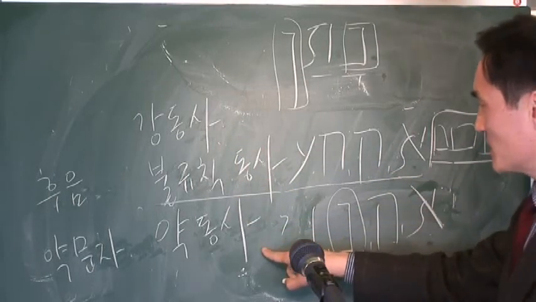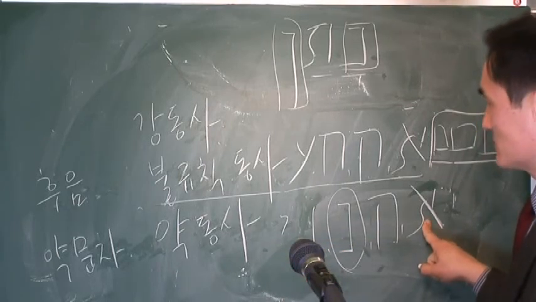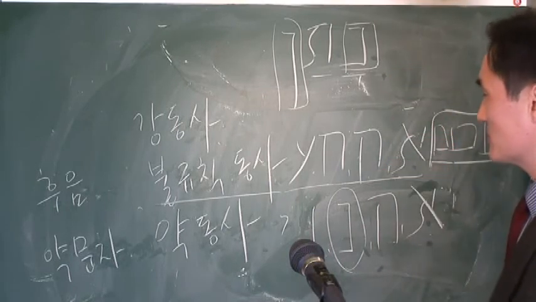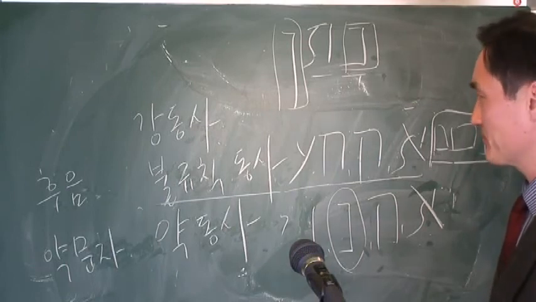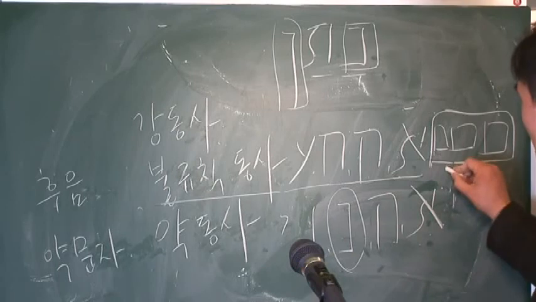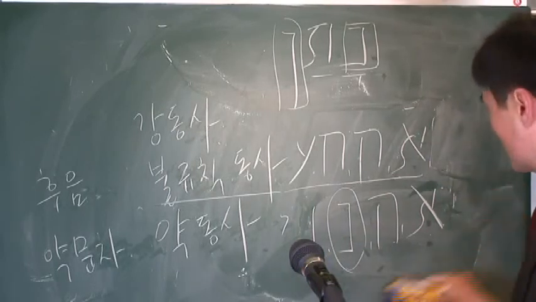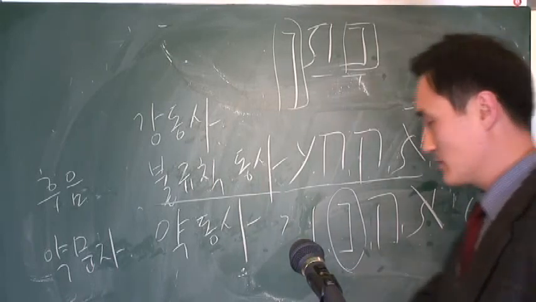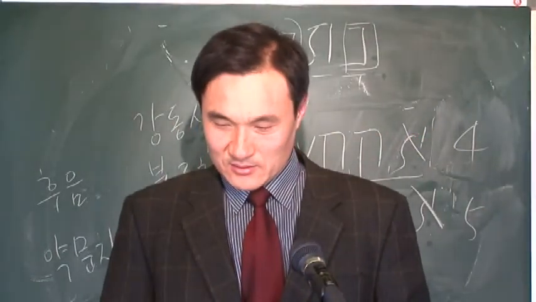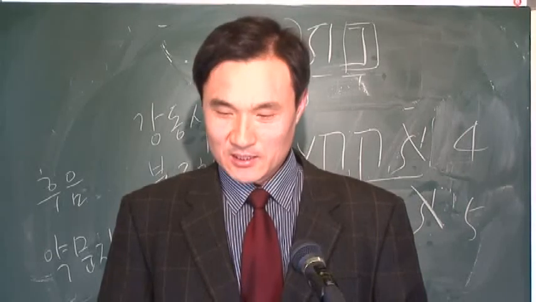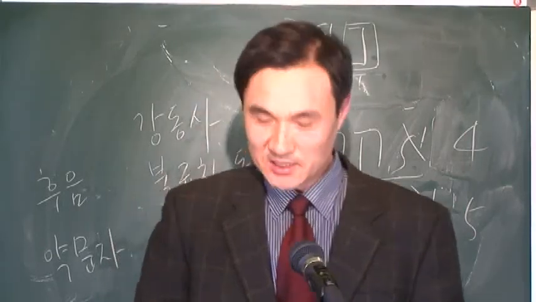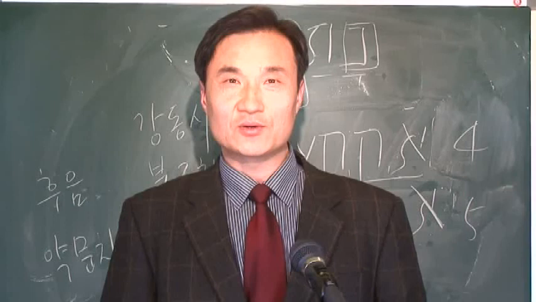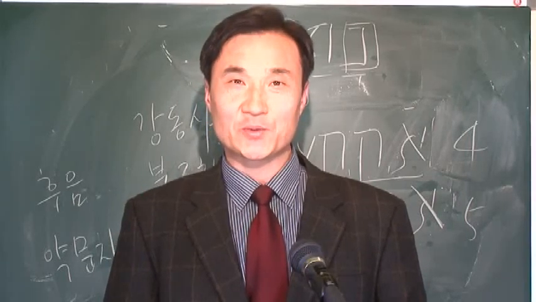Any word that does not have any of the 4 guttural letters that form irregular verbs and the 5 weak letters that form weak verbs is called a strong verb. With this, we will wrap up our studies of strong verbs, irregular verbs, and weak verbs.